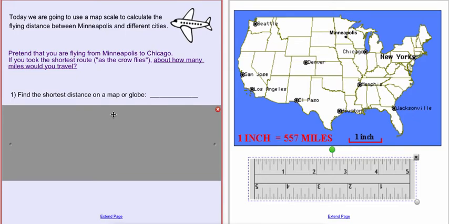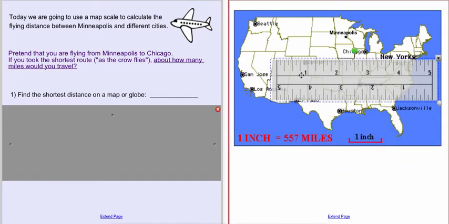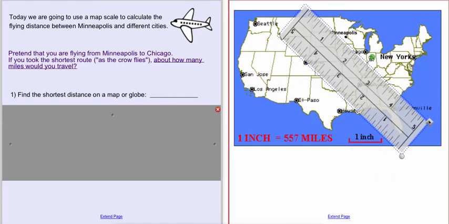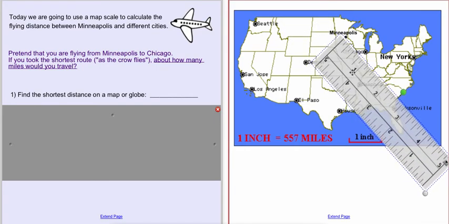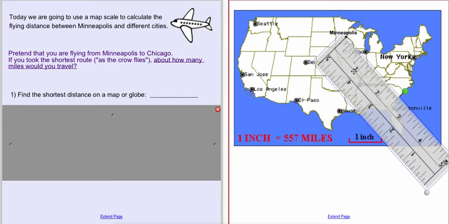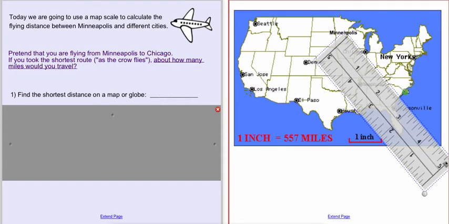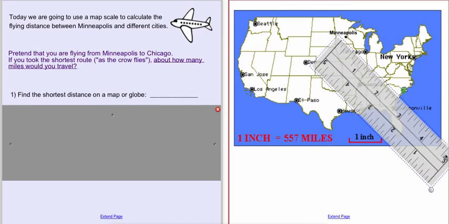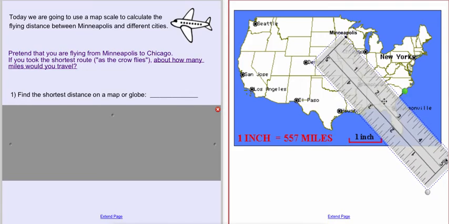So let's find the shortest distance on our map. We don't have a globe, we're just going to use a map. So let's get our ruler up here, and I'm measuring in inches, and I'm going to turn it, and I'm going to put the 0 marker right on Minneapolis, just like that. I'm going to swing my ruler around so that we can get it as close to Chicago as we can here. Sometimes it's a little tricky. And we're going to measure to the nearest half inch today.